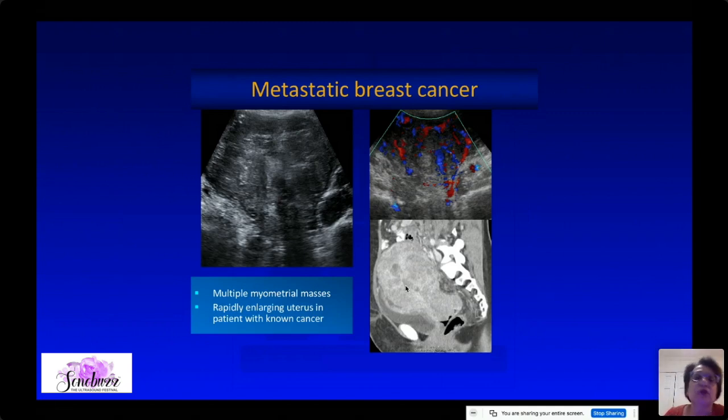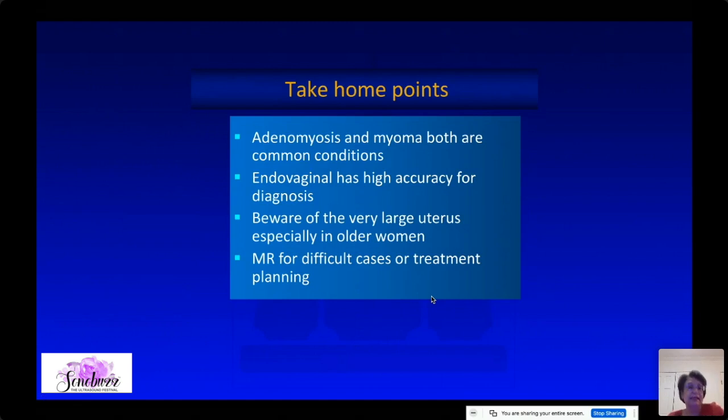Occasionally, you can have metastatic disease to the uterus. This is the only case I've ever seen, actually, so it's pretty uncommon. But this is a patient who has a rapidly enlarging uterus with heterogeneous lesions on ultrasound, perhaps better seen on CT here, hypervascular, and she had a history of breast cancer, so I don't have proof of it, but we just kind of presume that this was metastatic disease from the breast, very, very uncommon.